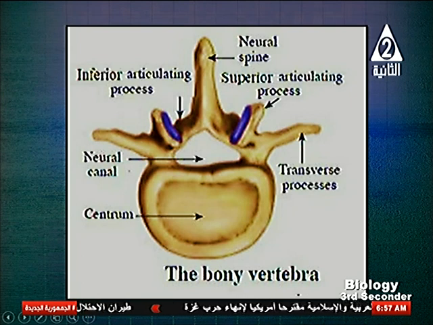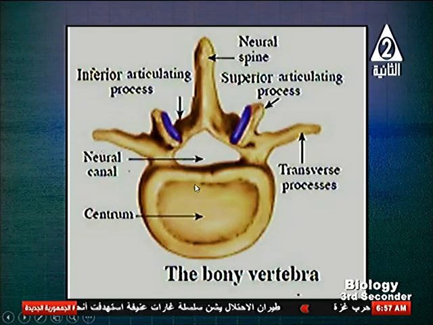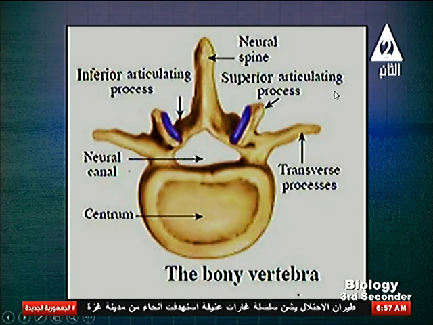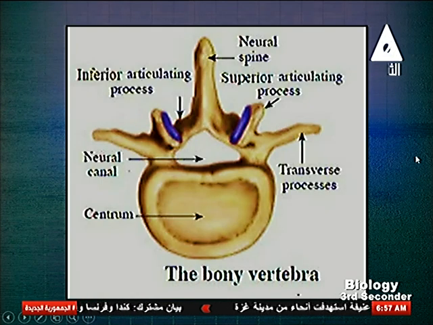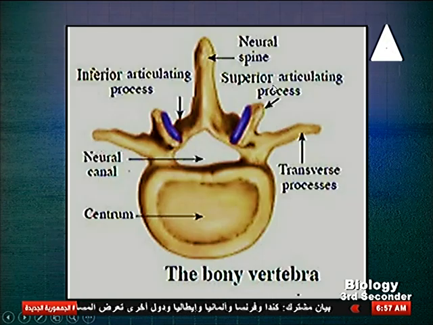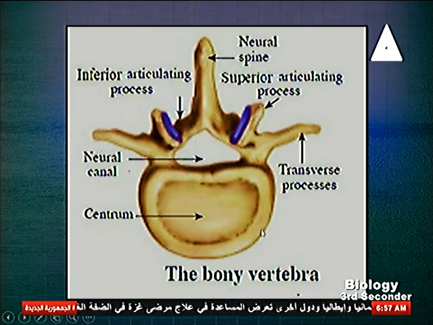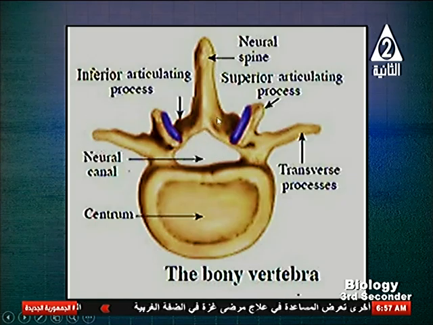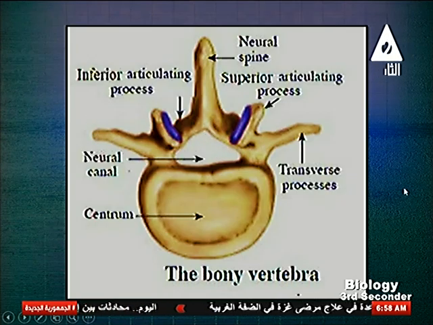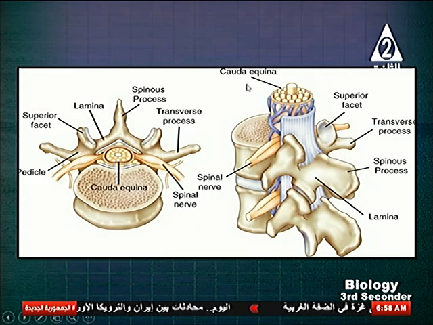The vertebrae articulate with each other through articulating processes, inferior or superior. The lower vertebra articulates with the upper one by the superior articulating process, and the upper articulates with the lower by the inferior articulating process. Okay, this is again the structure of a vertebra.